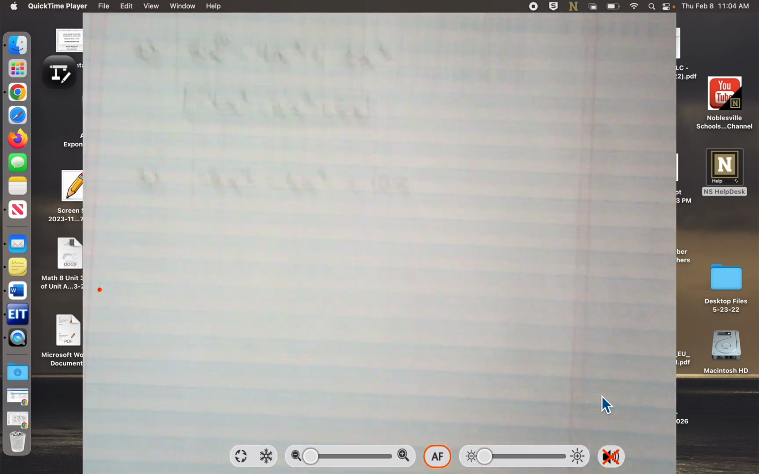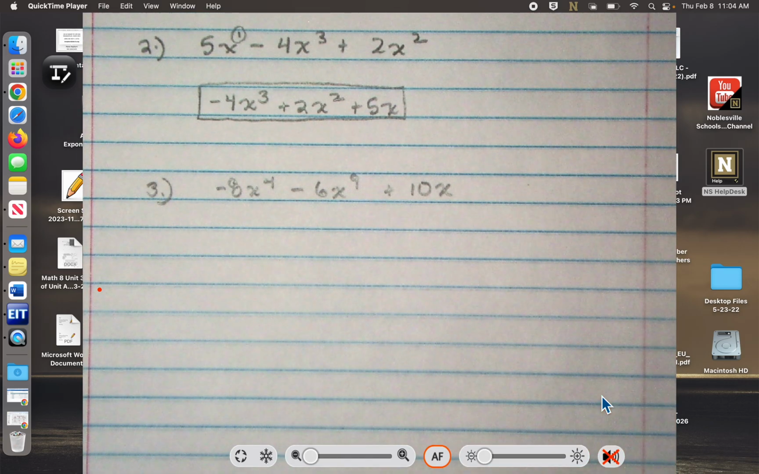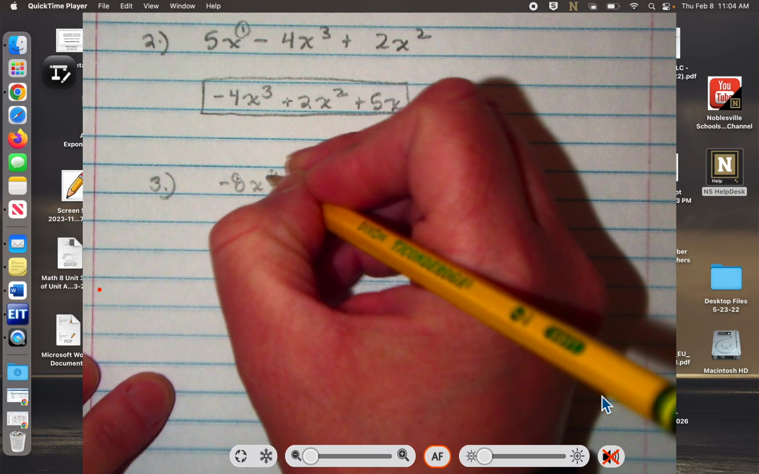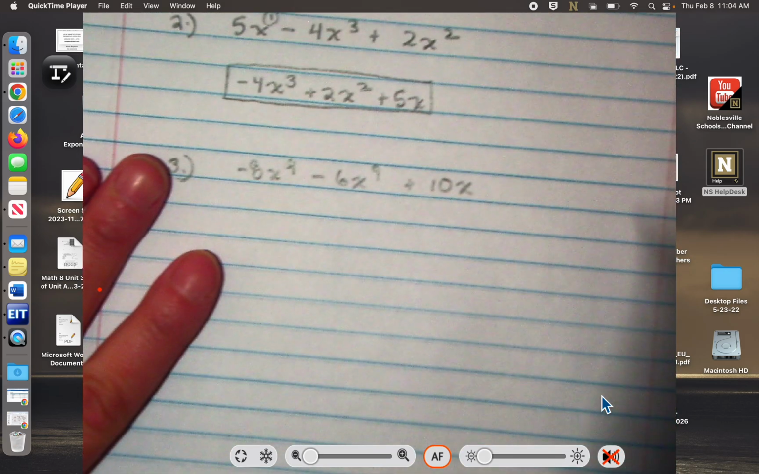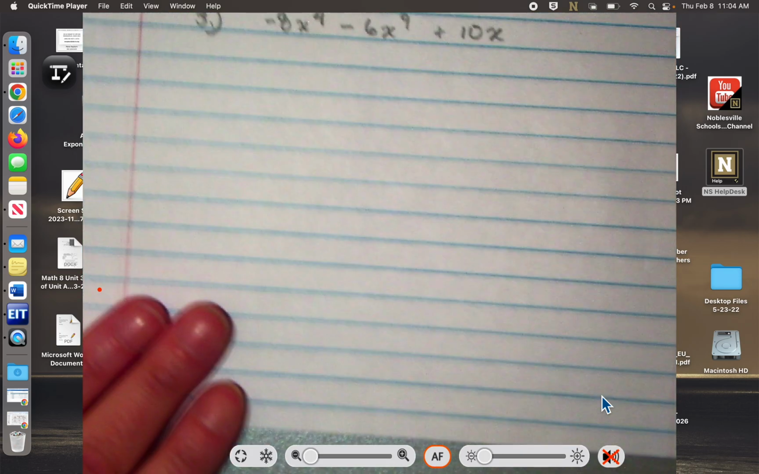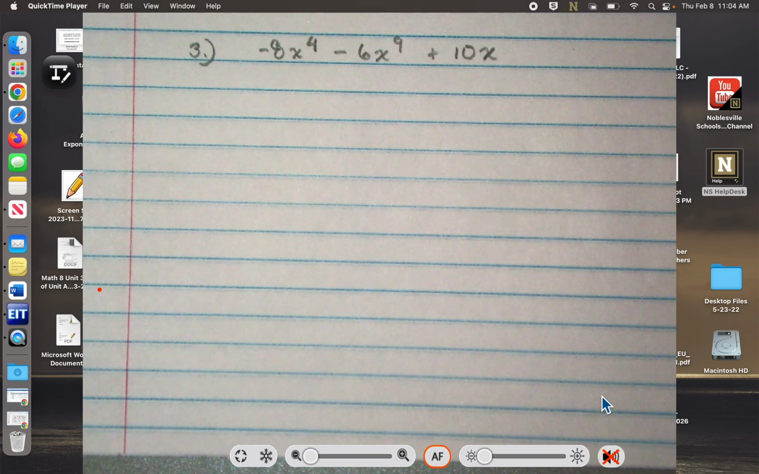Go ahead and do this one by yourself. This is a 4. I know it's kind of hard to see with the glare. Hold on. There we go. Okay. So remember, the degrees are talking about the exponents, so we're not taking into account the coefficient.